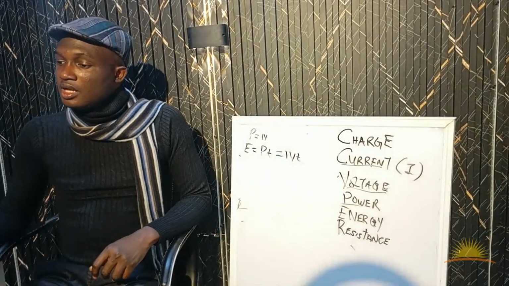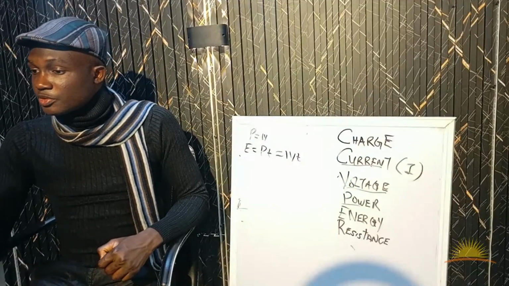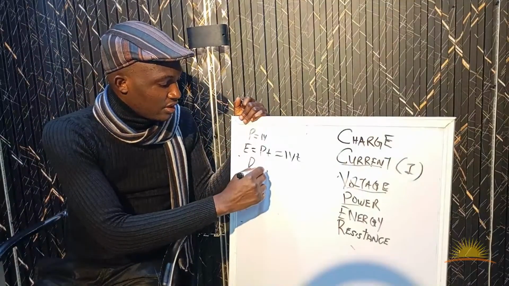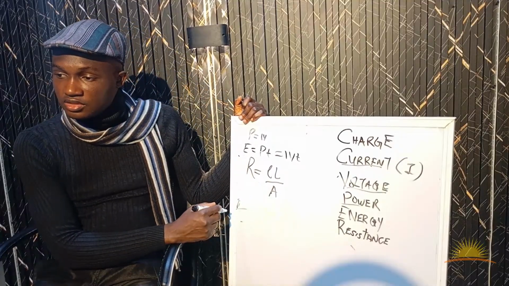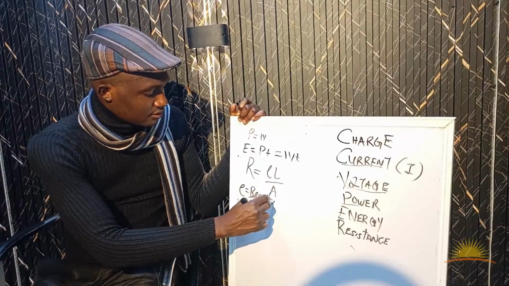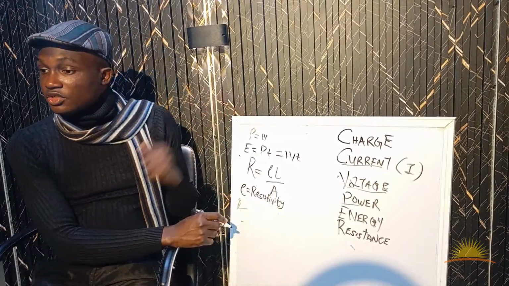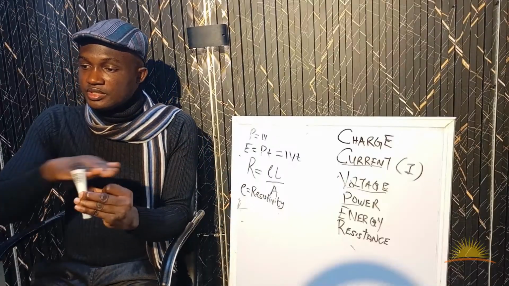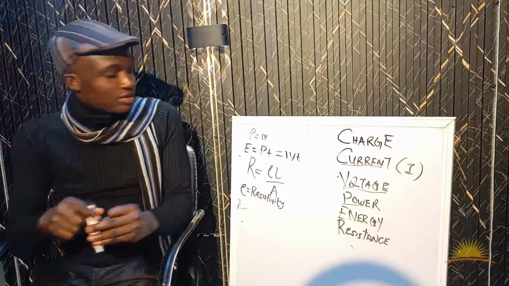All right, let's talk about resistance. Very, very important. This is the one I want you to pay utmost attention to, the formula for resistance. The formula for resistance is R equals ρL over A, where ρ is called resistivity, L is length, and A is cross-sectional area. What cross-sectional area means is, if I have this marker and I split it open, the area of the top here is what we call cross-sectional area.